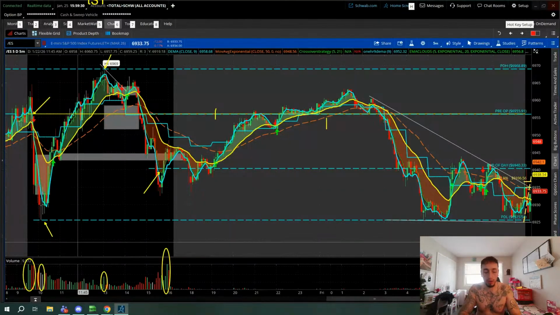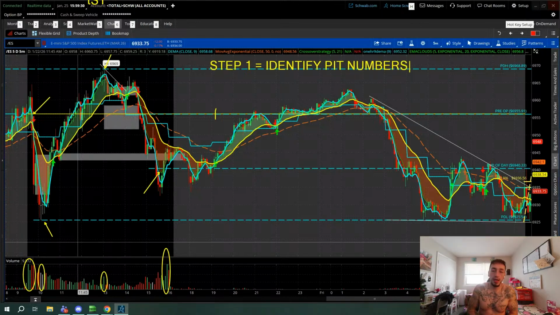Right here, we're going to go step one equals identify. Oh, snap. Hold on. I want to make sure you can actually see it here. Let's put it right here. Step one equals identify pit numbers. Okay? Identify pit numbers. Your pit numbers do what?